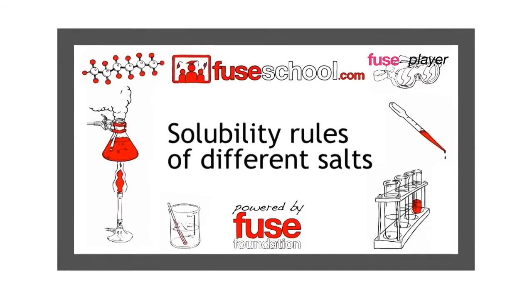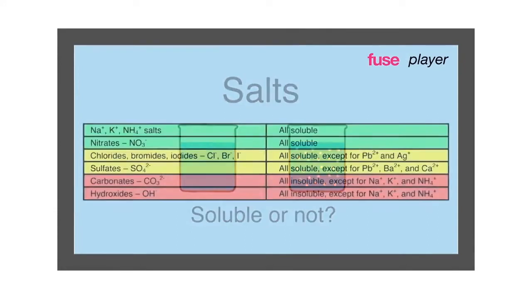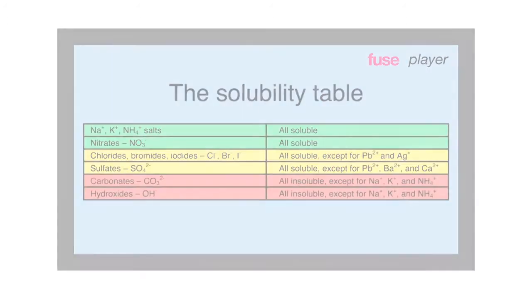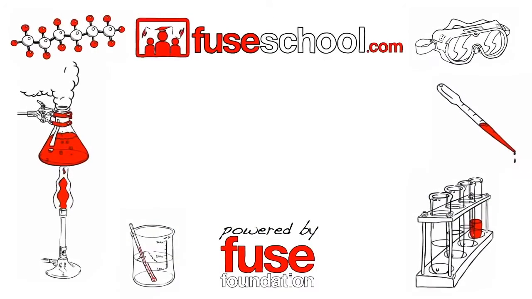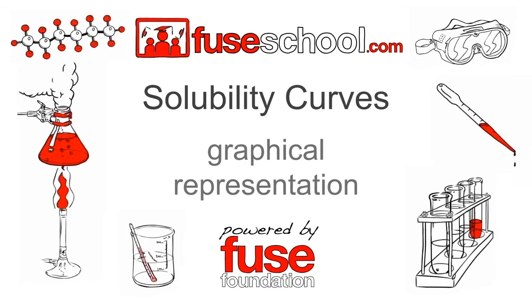We have learned about the solubility rules in a different lesson. These rules help us predict whether or not a salt is soluble in water. For salts that are soluble in water, some are more soluble than others at a given temperature. In this lesson, we will learn about solubility curves, which is a graphical representation of the solubility of a certain salt over a temperature range.